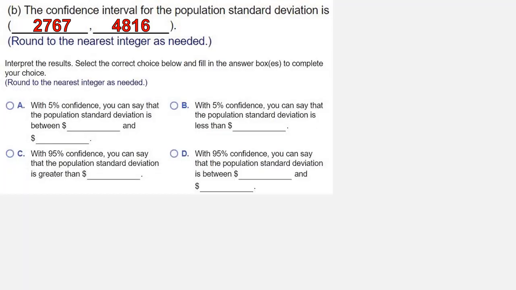So here we're going to move on to the interpretation. We're 95% confident that the population value falls within this interval. So that eliminates choices A and B because those say 5% confident. And the only one of the other remaining answers, C and D, that has a value between two values is choice D. With 95% confidence, you can say that the population standard deviation is between $2,767 and $4,816. And that's your answer.